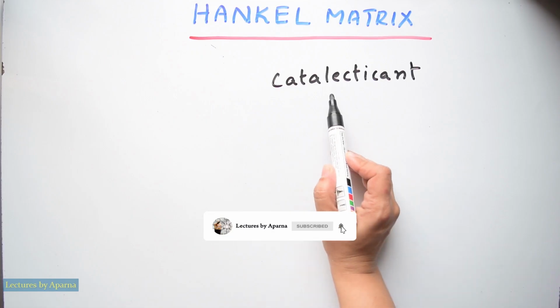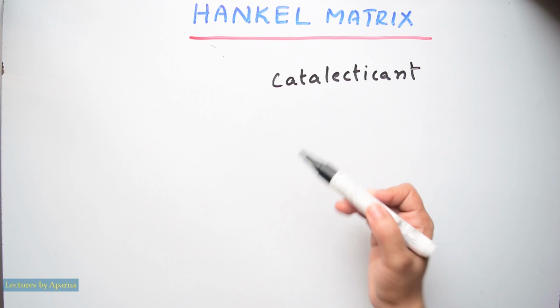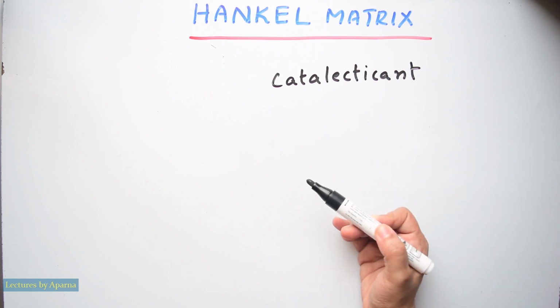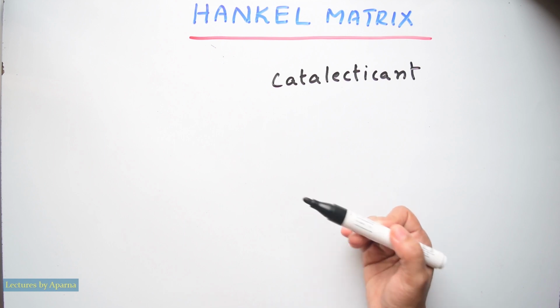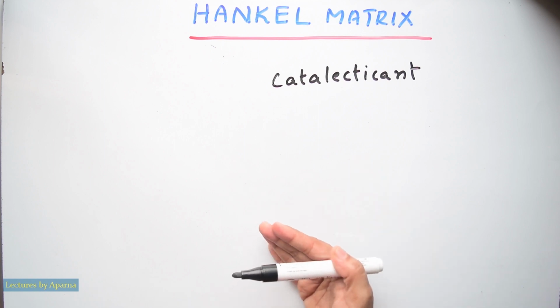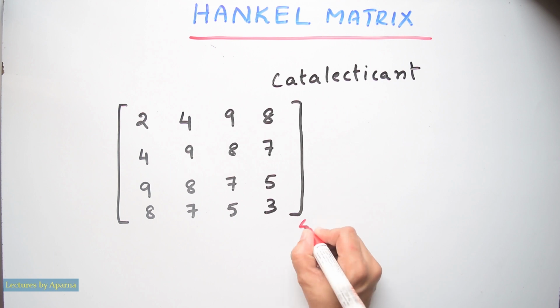Another name for Hankel matrix is catalecticant matrix. Hankel matrix is a square matrix in which each ascending skew diagonal from left to right is a constant. I will show an example of Hankel matrix. This is a Hankel matrix. It is a square matrix. In this example, it is a 4 by 4 square matrix.